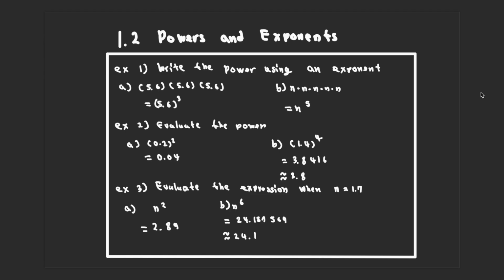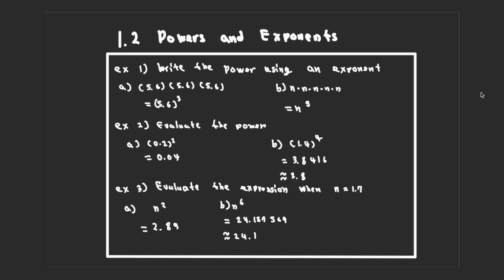The second question is n times n times n times n times n. Because we are multiplying n 5 times, the exponent is 5, and the base is n to get the power n to the 5th power. The second set of problems asks us to evaluate the power. The first question is 0.2 squared. Because the exponent is 2 and the base is 0.2, the power expanded is 0.2 times 0.2, which is 0.04.